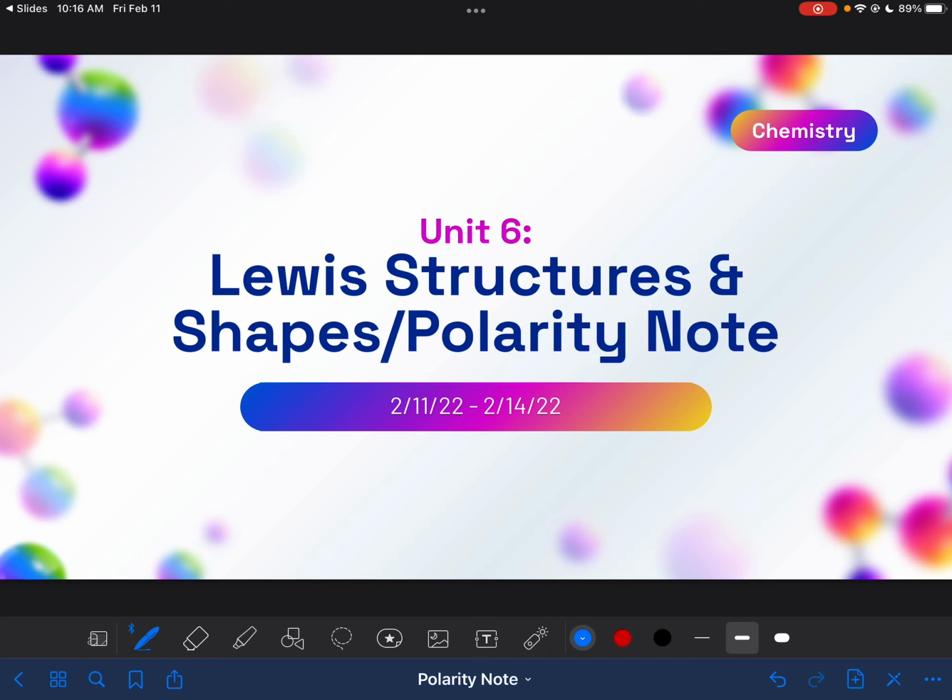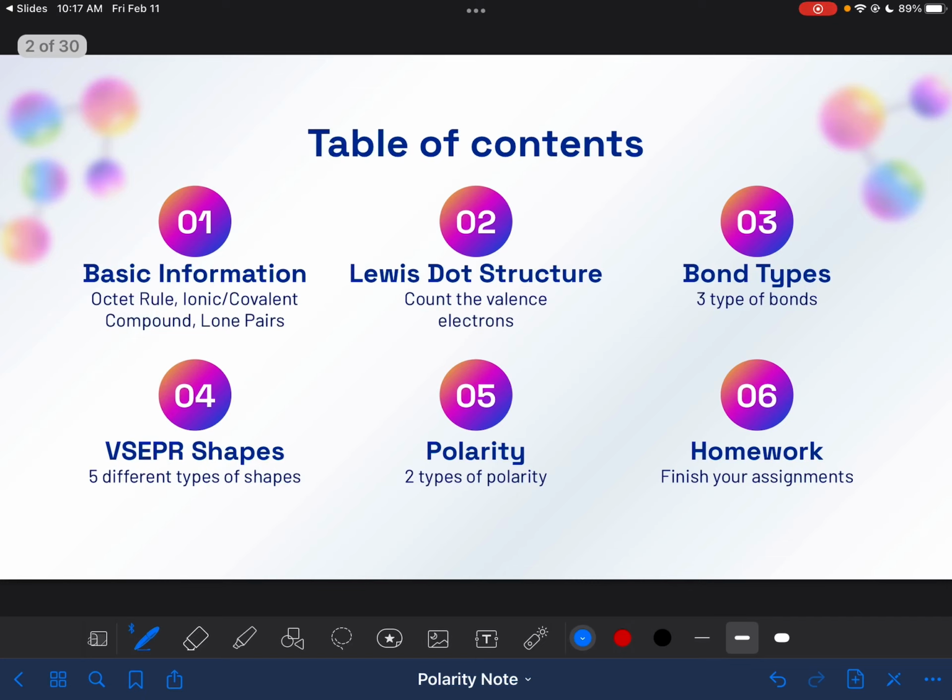Today what we're going to talk about is Lewis structure and shapes slash polarity notes. Now, there are three different aspects or notes about this, so please make sure to know every single detail about this note before moving on to the next.